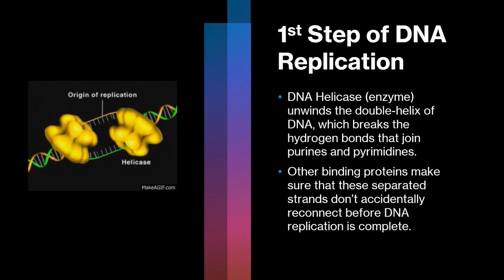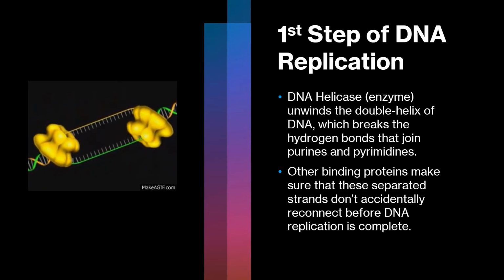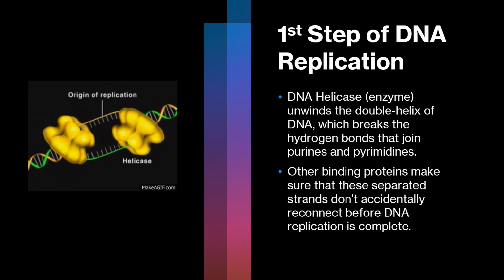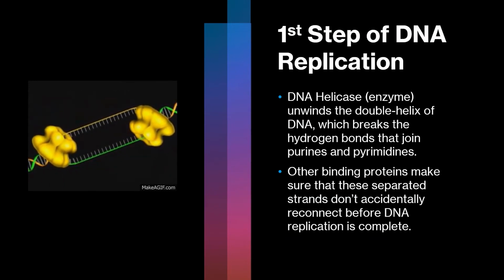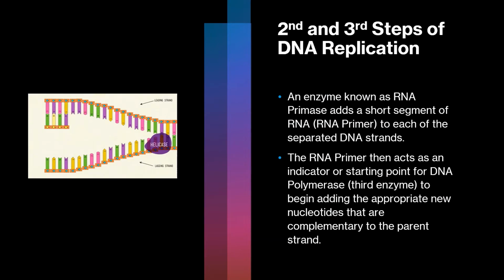Other binding proteins make sure that these separated strands don't accidentally reconnect before DNA replication is complete. Okay, the second and third steps of DNA replication. An enzyme known as RNA primase adds a short segment of RNA, known as the RNA primer, to each of the separated DNA strands. The RNA primer then acts as an indicator or starting point for DNA polymerase, the third enzyme we're talking about, to begin adding the appropriate new nucleotides that are complementary to the parent strand.